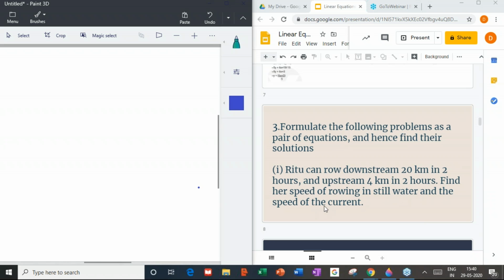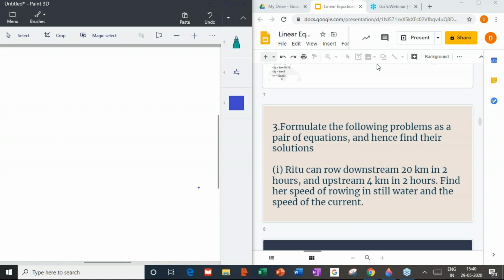So Ritu is rowing a boat. You all know Ritu. Hi Ritu. Ritu is rowing downstream at 20 kilometer in 2 hours and upstream 4 kilometer in 2 hours. Find her speed of rowing in still water and the speed of current. I thought yesterday you all did boat problems. Did you or did you not? So you did, right? So you kind of know how to do this? Did not understand. Okay, I'll explain the question.